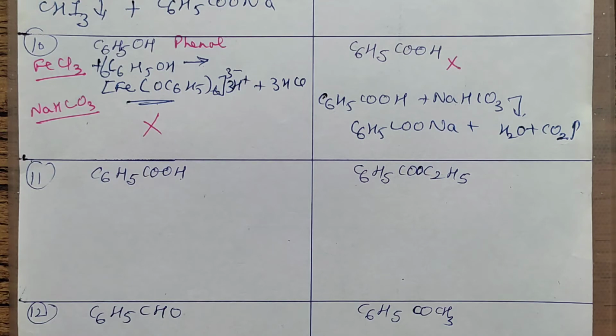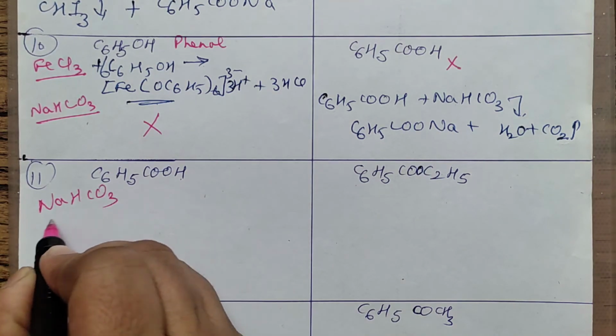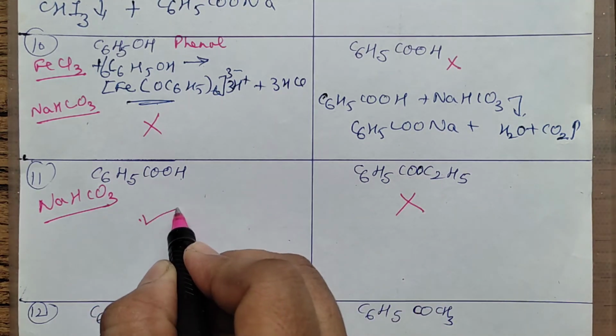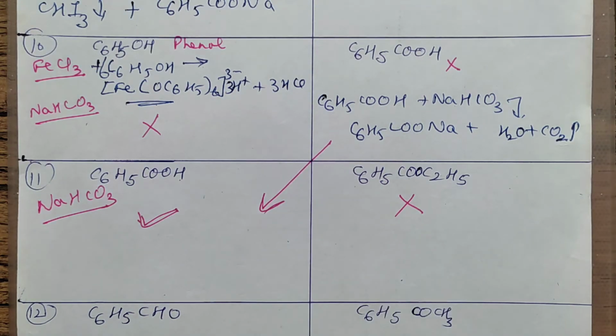So what you will write? You will write down here the test as sodium hydrogen carbonate. This one will not give and this one will give. When this is giving, you will copy down this equation only here. So with this benzoic acid, you are getting it with sodium hydrogen carbonate. So there are some standard tests which we have learned till now.